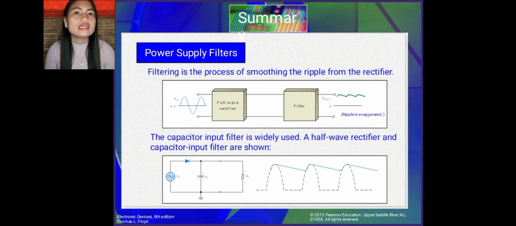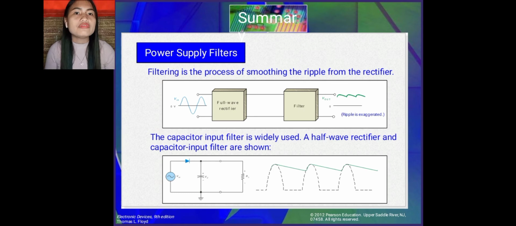So, in the given figure, it illustrates the filtering concept showing a nearly smooth DC output voltage from the filter. So, the small amount of fluctuation in the filter output voltage is tinatawag na ripple. So, the capacitor input filter is widely used. So, a half-wave rectifier and capacitor input filter are shown in the figure.